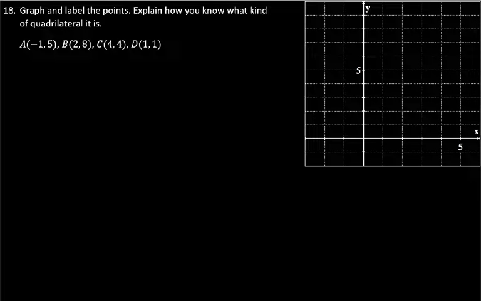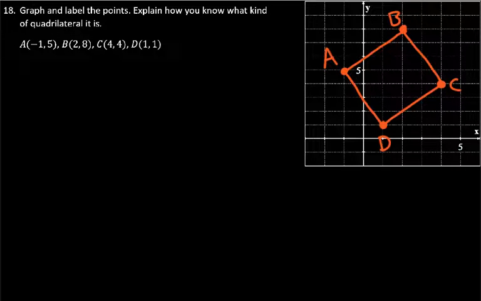Problem 18 here asks us to graph and label the points and explain how you know what kind of quadrilateral it is. So I'm going to graph those points real quick and connect the vertices with lines to make the quadrilateral. And to me, when I look at it, I think, oh, that looks a little bit like a square. But it's going to be important that we do a little bit more investigation.